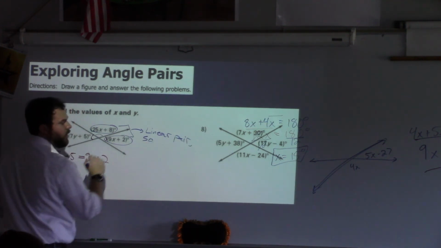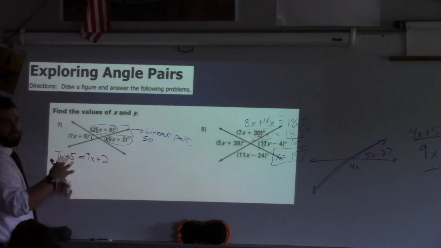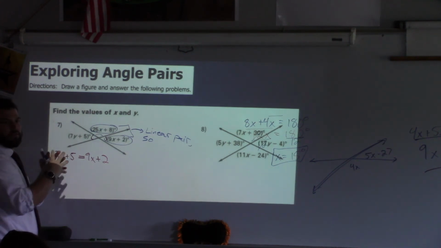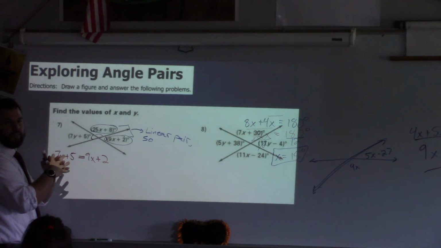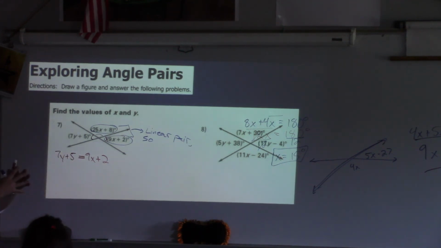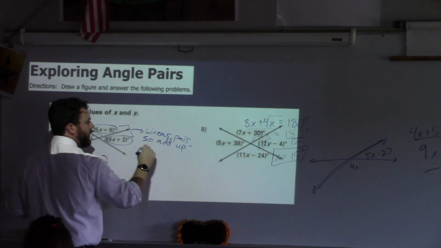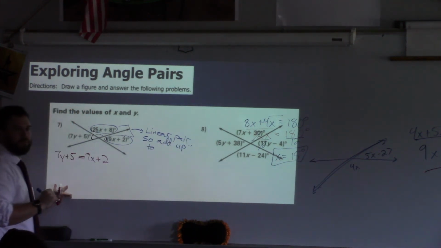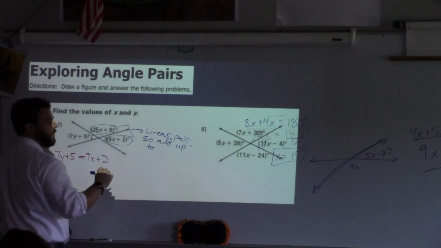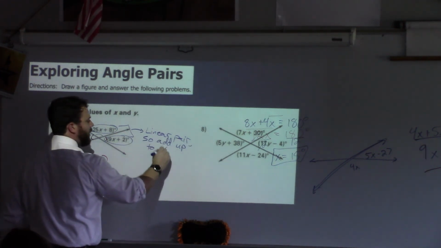Subtract. Merge. Complement. Intersect. What's a mathematical way to say they combine? No, they don't intersect. Okay, what's a mathematical word to say they combine? So they add up to what? They're a linear pair. What do they add up to? 180. They're supplementary.